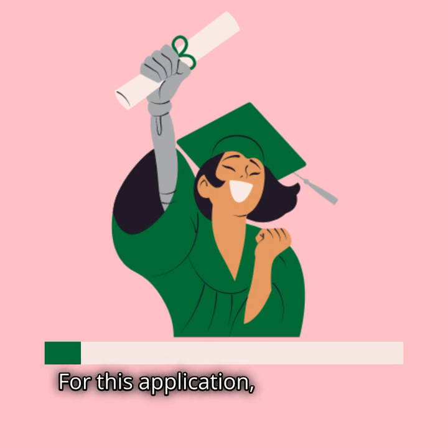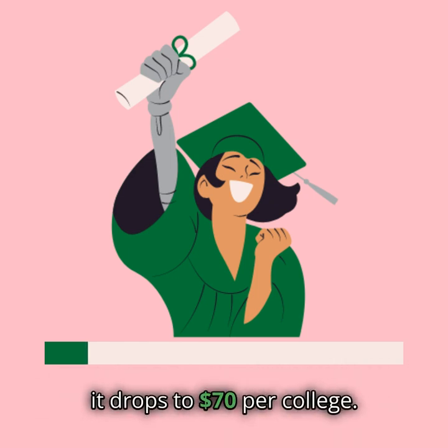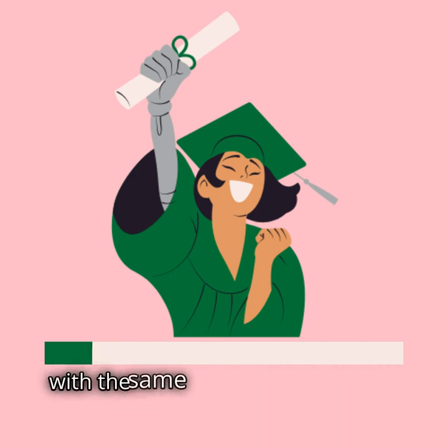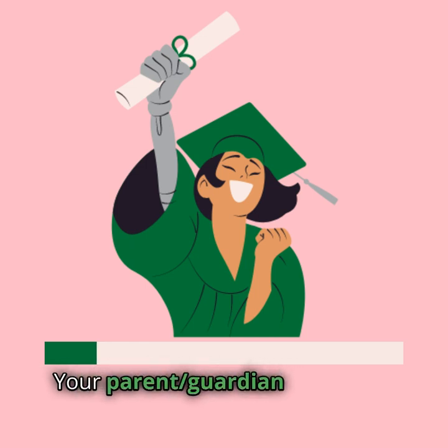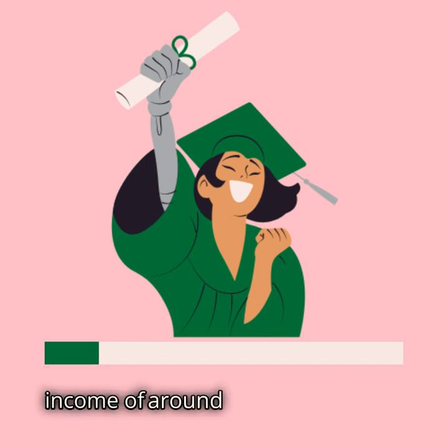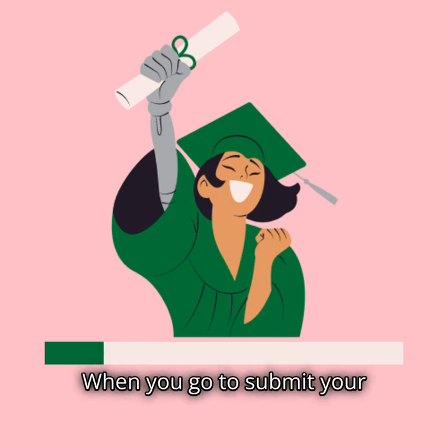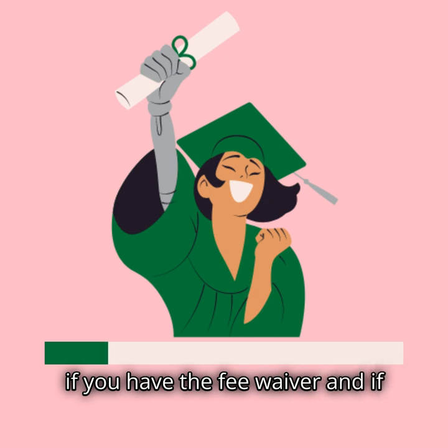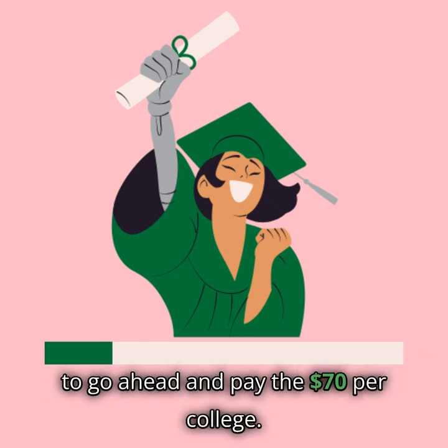For this application, there is a fee, again, per college you apply to, but this time it drops to $70 per college. Again, students are able to qualify for a fee waiver with the same requirements as the UC fee waiver. Your parent/guardian must have an income of around $40,000 per year. When you go to submit your application, it will tell you if you have the fee waiver, and if not, you have to go ahead and pay the $70 per college.